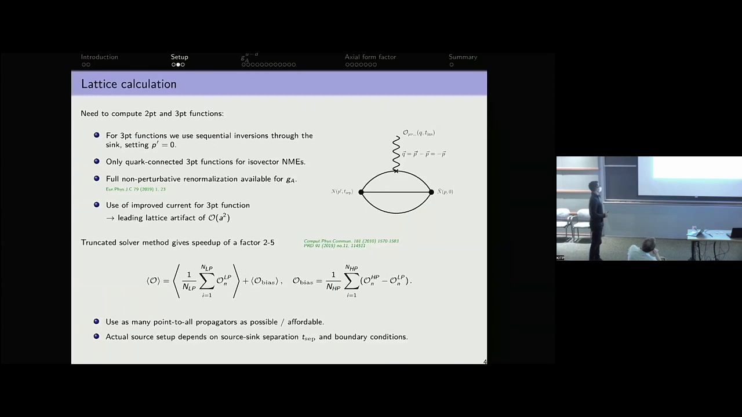As for the technical details, the renormalization that's required is done non-perturbatively for the axial form factor. And we use the improved axial current for the 3-point function. So the leading lattice artifacts in this calculation are of order a squared, not order a. That's just a technical detail about how this is done. So we use something called the truncated solver method. Basically, the idea is to use many low-precision solves and use a few expensive exact ones to correct for the bias from that. It gives a huge computational speed-up.